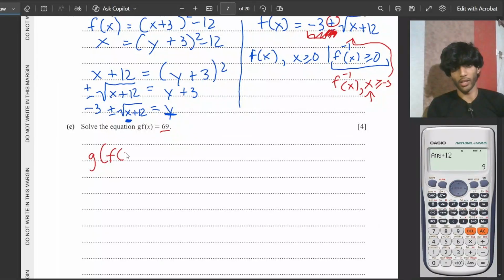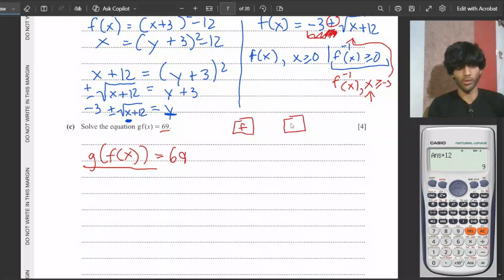g f of x is equal to 69. So what I have to do is first find out what g f of x is. This is basically a composite function. What does that mean? It means you have an inner function, which is the f function, and then an outer function, which is the g function. Any input that you put into this composite function, the x value, is going to be the input value.